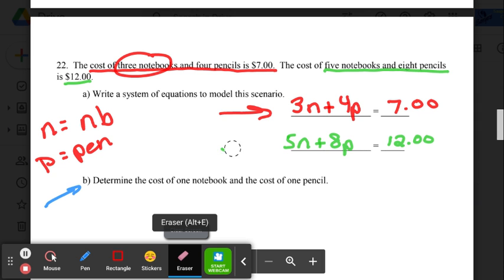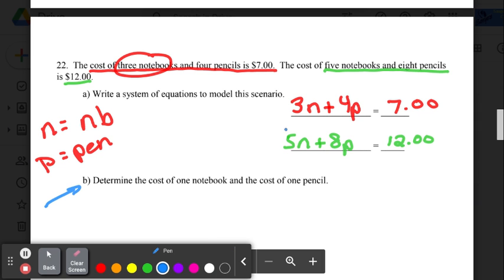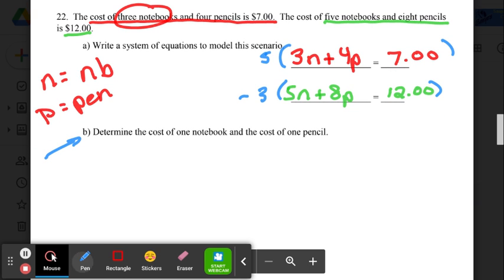Now part B says determine the cost of 1 notebook and the cost of 1 pencil. So basically we have to solve this system. What we have to do here is eliminate one letter. So I'm going to get rid of the N because it's closer. So remember we do the flip-flop. I put the 5 on top and the 3 on the bottom. Got to make one of them negative. And then I'm going to carefully distribute and show my work down here.